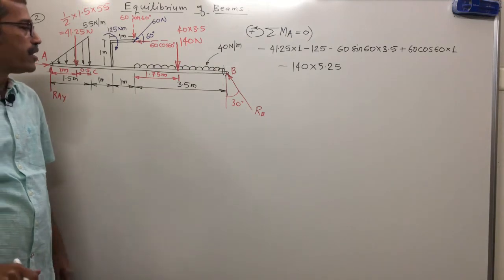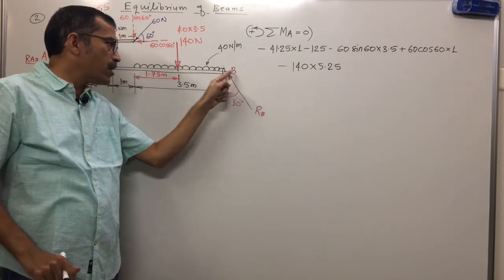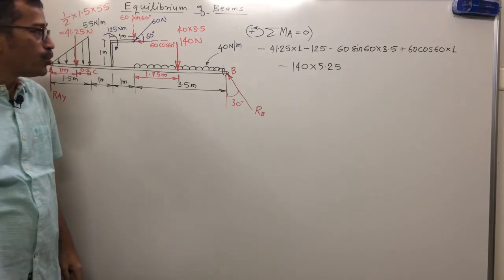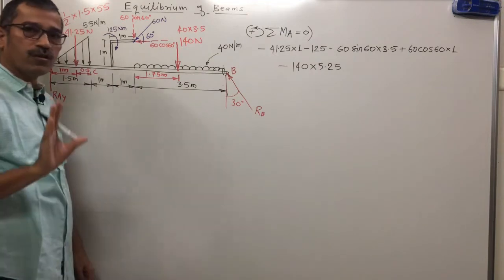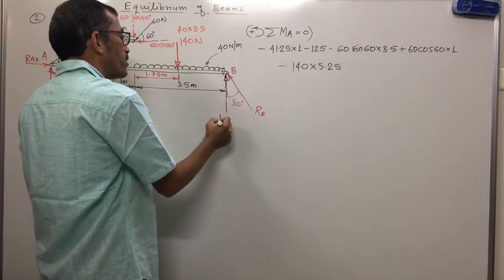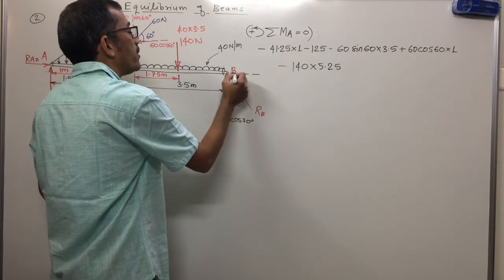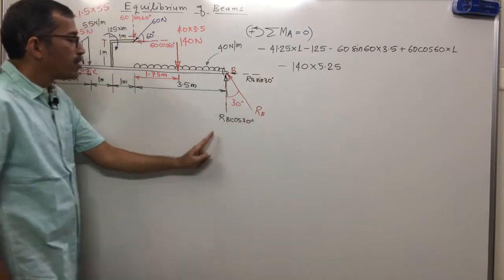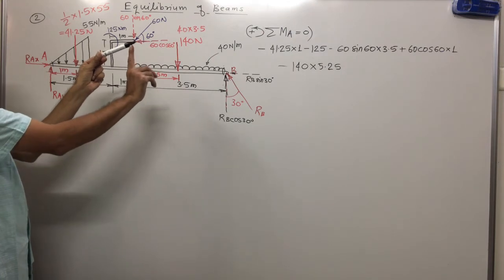Moment of RB if you take, one component is horizontal, RB sin 30. The line of action of RB sin 30 passes through A, so moment of horizontal component of this RB becomes 0. Horizontal component leftward, line of action passes through A, so moment of horizontal component becomes 0. Moment of vertical component, which is RB cos 30: again same thing, hold it at A, apply force in upward direction. How will this rotate? Anti-clockwise.